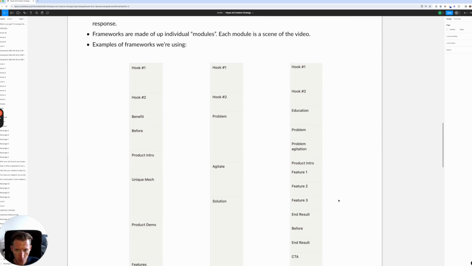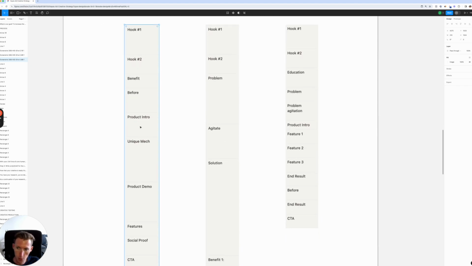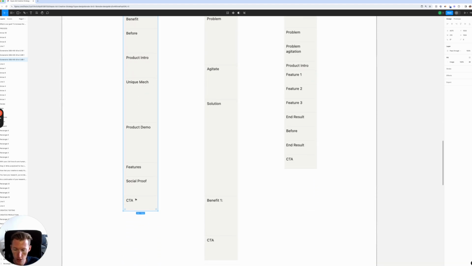So, this one right here, as you can see, starts with a hook. We usually have 2 hooks just because we want to test different hooks, but it doesn't mean that each hook follows each other. Each video has 1 hook when it's made. Then we talk about the benefit of the product. We talk about the before, like what the customer was facing before. We intro the product. We talk about the unique mechanism of the product demo, so we show how it works, the features of the product, social proof, and we finish with CTA.